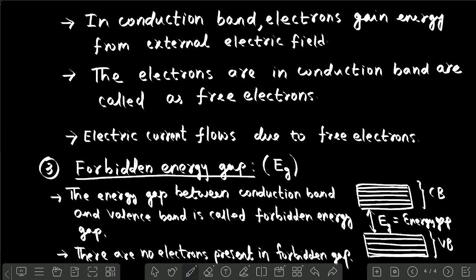Next point about width. Write: width of forbidden energy gap depends upon the nature of substance. For a conductor, the gap is less or zero, for a semiconductor it is comparable to about 1 electron volt, less than 3 electron volt actually, and for an insulator it will be more, greater than 3 electron volt. It depends on the nature of substance.